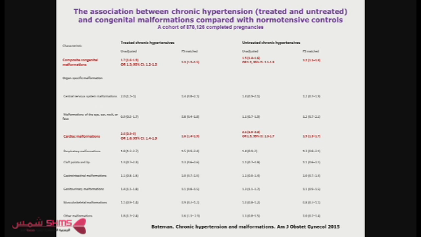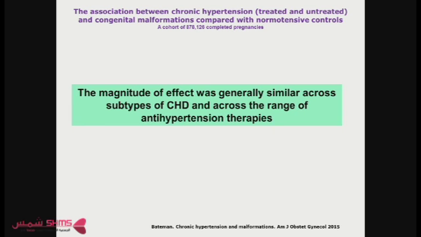So studies have shown that treated and untreated hypertension is actually associated with some effects on the fetus. So there's an increased risk of all major congenital abnormalities, and specifically there's an increased risk of cardiac congenital abnormalities in hypertensive patients. So this is something very, very important that we have to keep in mind. And this is treated and untreated. So the hypertension itself actually has a problem related.